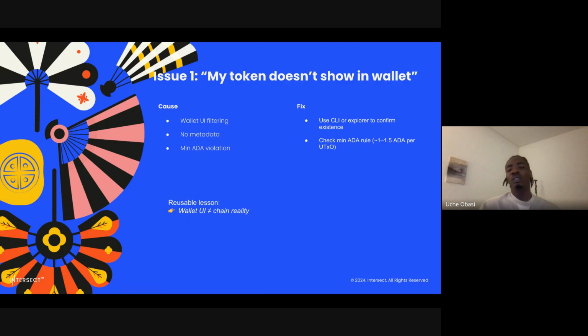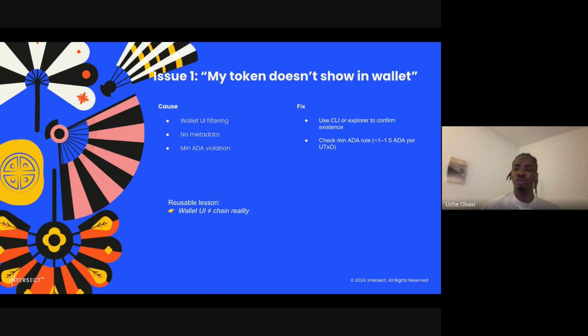So basically, the lesson here is you should understand that the wallet UI is not chain reality. A wallet UI can be showing you one thing, but in reality, on chain, it is another thing. So things like your token not showing in wallet, yes, in your wallet it might not be showing, but on chain it is there. That is why, to potentially fix things, you can explore using the CLI or the Explorer to confirm the existence of the token.